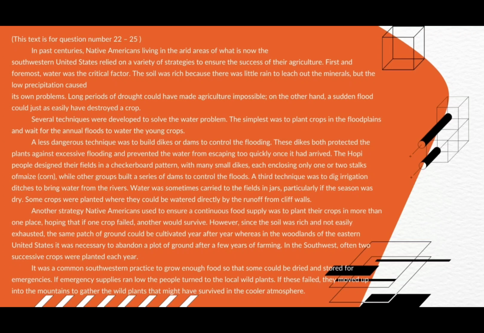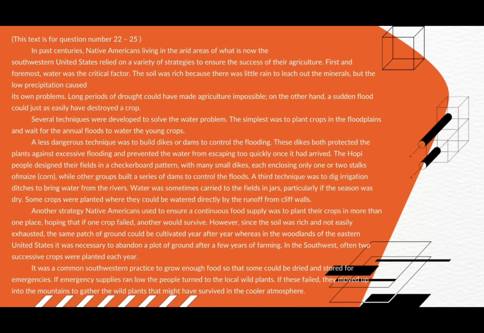For 22 to 25, in past centuries, Native Americans living in the arid areas of what is now the southwestern United States relied on a variety of strategies to ensure the success of their agriculture. First and foremost, water was the critical factor. The soil was rich because there was little rain to leach out the minerals, but the low precipitation caused its own problems. Long periods of drought could have made agriculture impossible.